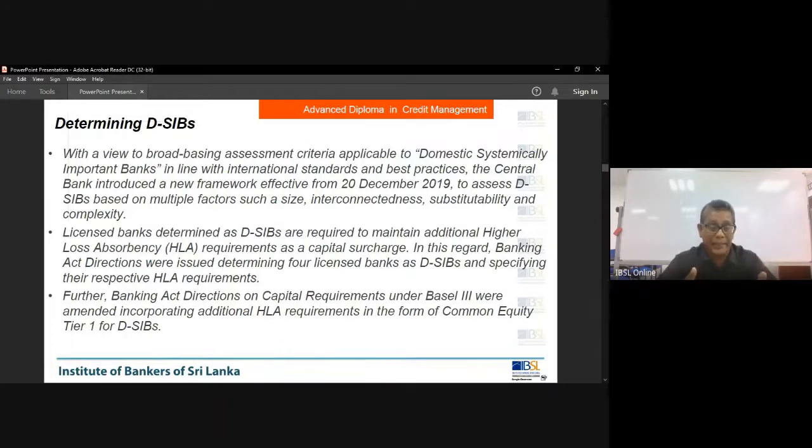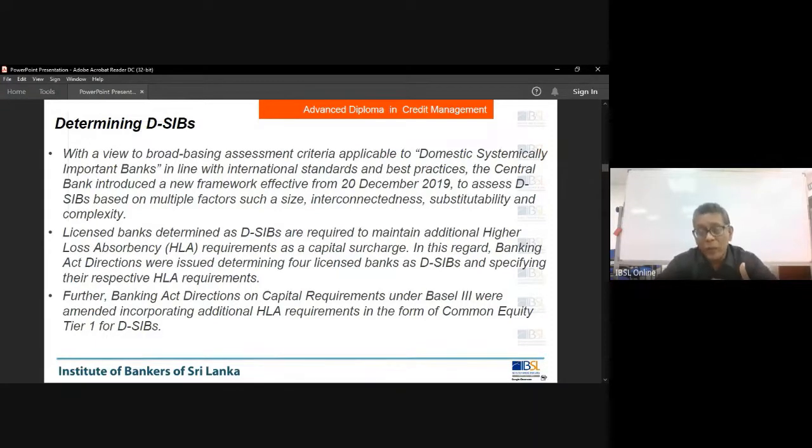to identify the domestic systemically important banks criteria, right? So therefore, of all the Sri Lankan banks we are discussing, we have 30 banks, and on 23rd December 2020, they identified four banks as domestic systemically important banks, right?